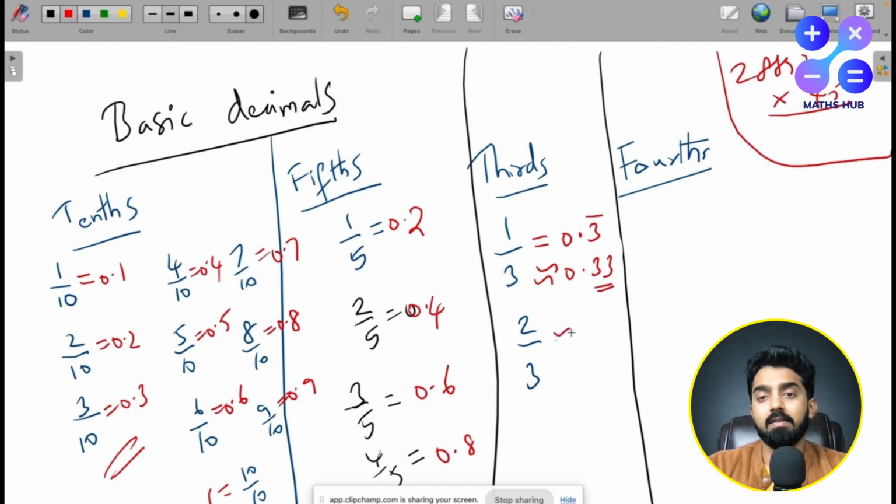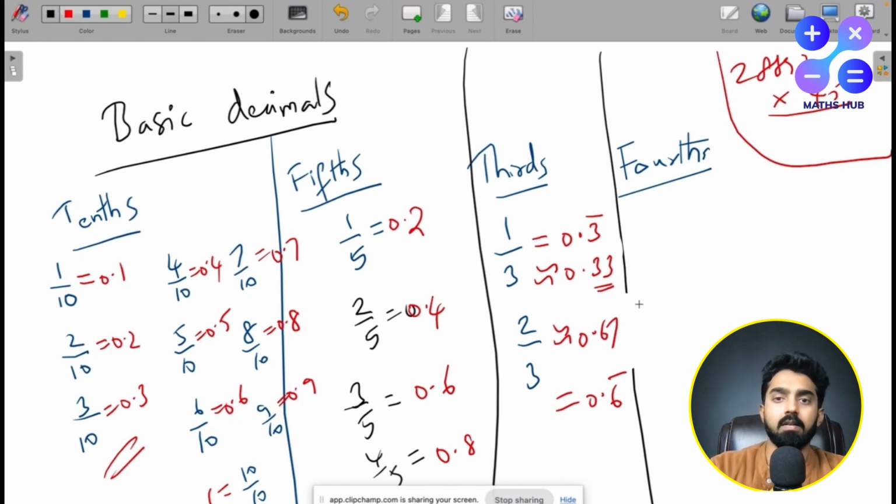So now 2/3 is approximately equal to 0.66. It is exactly equal to 0.6 bar. Or you can say it's 0.67. That's a more accurate representation. So you will say it's approximately equal to 0.67. You need to know that as well. And then next you have fourths.